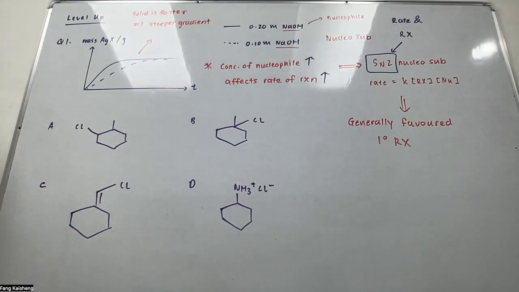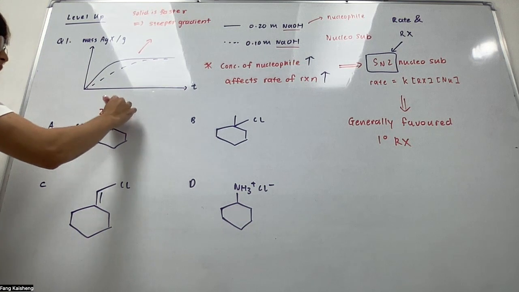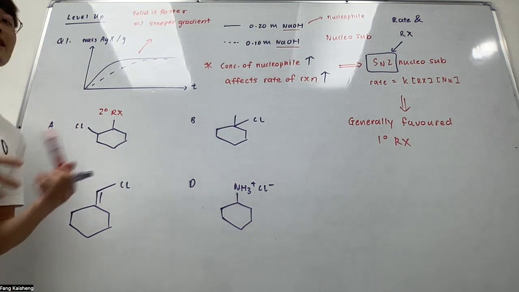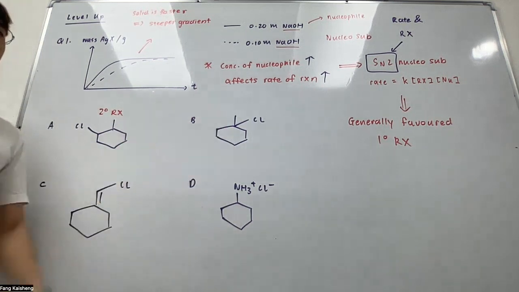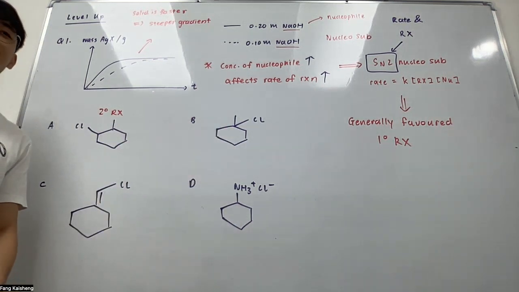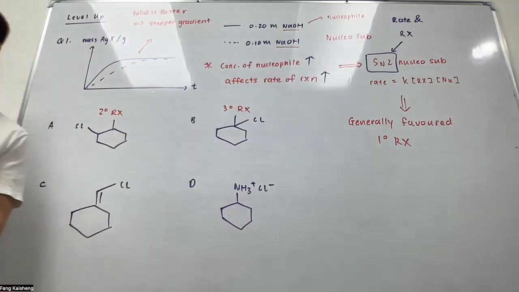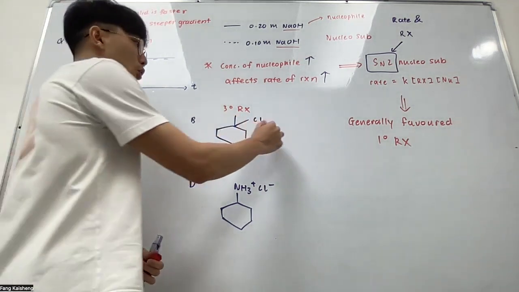Okay, option A, will this be the answer? What's option A? Now we're going by primary, secondary, or tertiary. This is secondary. Now secondary undergoes what? Can be either, so maybe we don't know yet. Let's move on. Next, B. B is tertiary, and tertiary usually undergoes SN1. Is this the answer? High chance no.